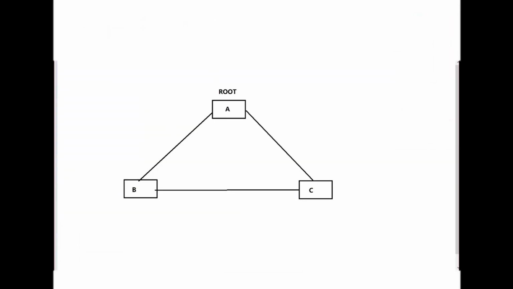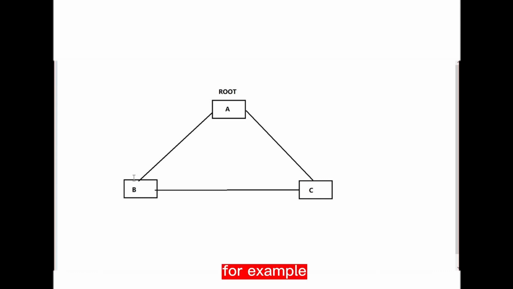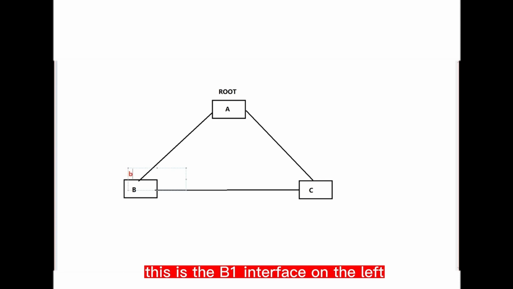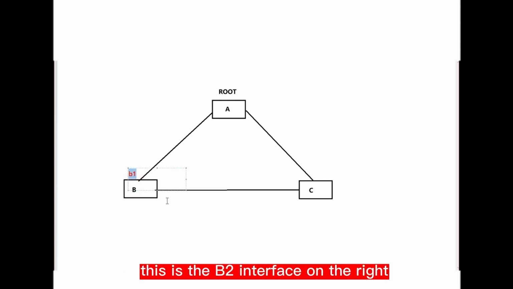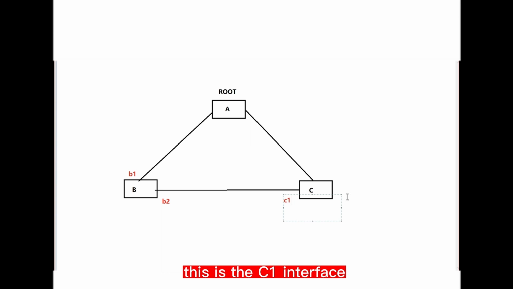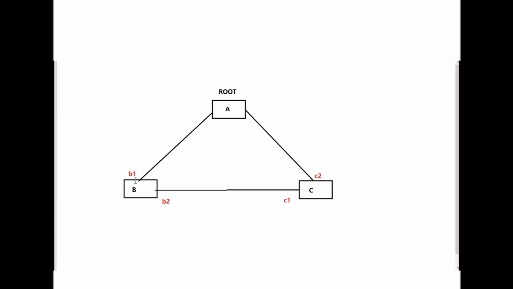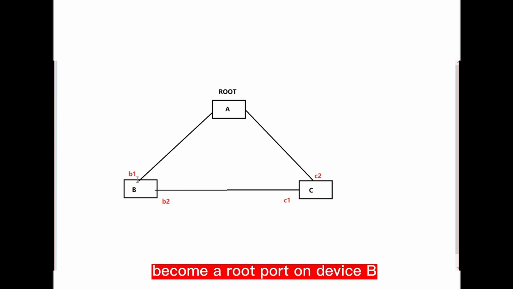For us now, let's look at device B. Compared with device C, it is actually the same. Let me identify the interfaces of these devices. For example, this is the B1 interface on the left. This is the B2 interface on the right. Then the device C interfaces here: this is the C1 interface. This is the C2 interface. We are now going to select an interface from B1 and B2 to become the root port on device B.